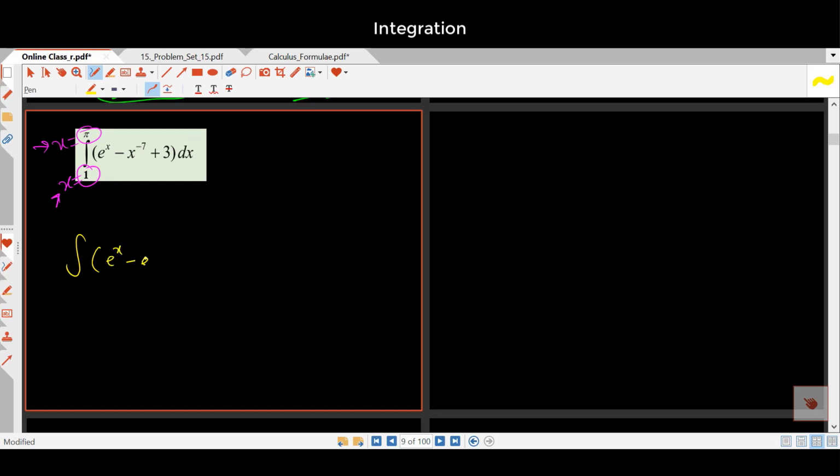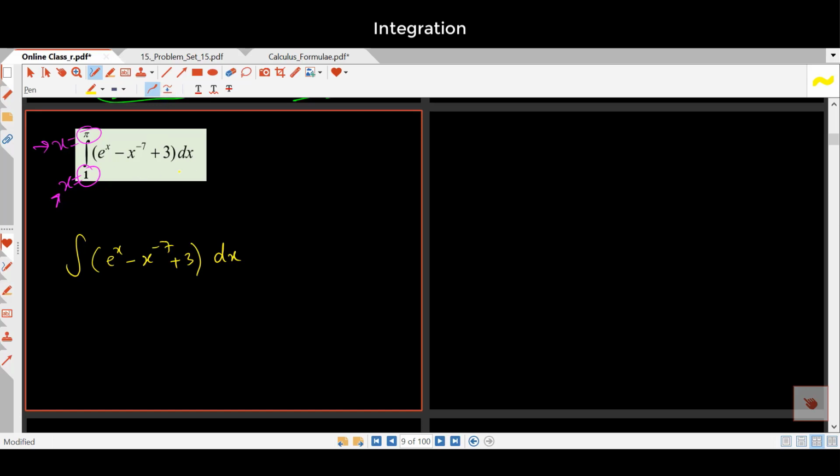corresponding indefinite integral. So the corresponding indefinite integral is this: e to the x minus x to the minus 7 plus 3. So we are integrating with respect to x. We are ignoring the lower and upper bound for now, and at first we will solve this indefinite integral and try to find the antiderivative of this.